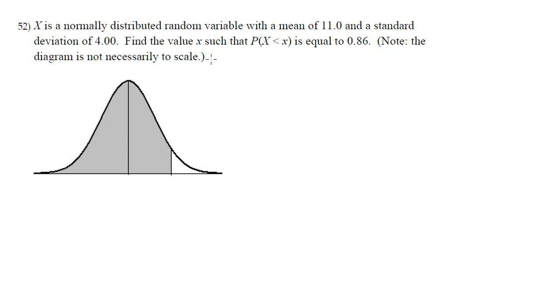52. X is a normally distributed random variable. Mean is 11. Standard deviation is 4. Find the x value such that the probability that large X is less than x, that's what the table gives us, less than, this area here is 0.86. Let's just look for it in our table.